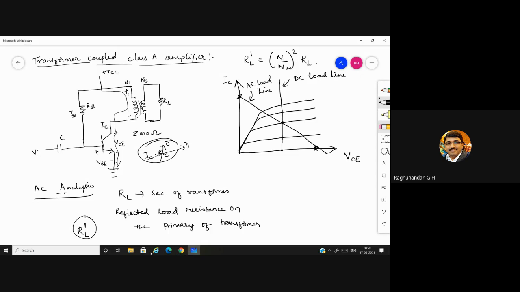So the AC load line is possible only because of the reflected load resistance. See, here it is not light that gets reflected, but since RL is having some effect over the primary, we call it reflected. It doesn't mean that it's light or something like optics where light gets reflected. It is not like that. Since RL has some part of its effect over the primary, we call it reflected load resistance.